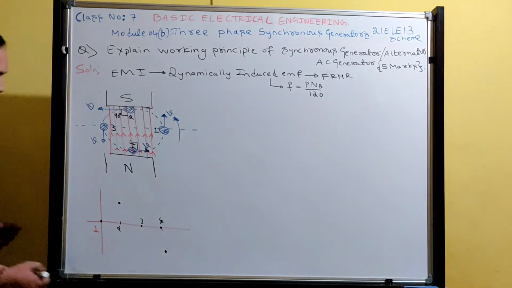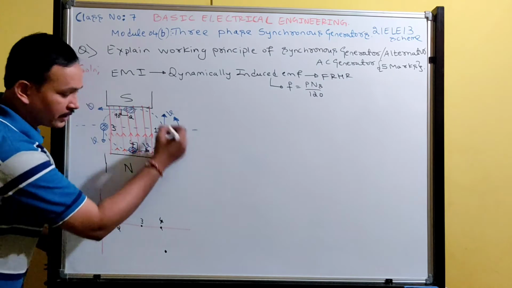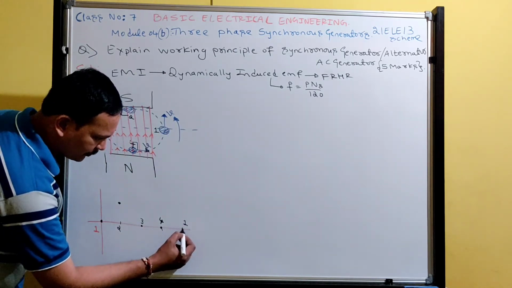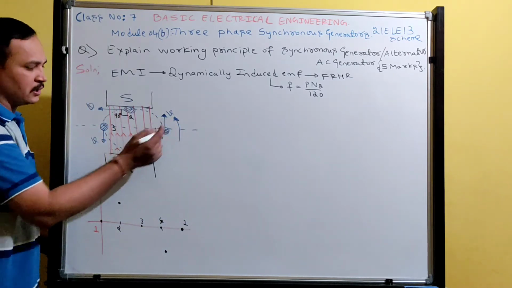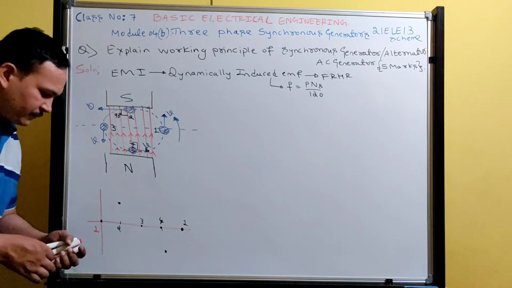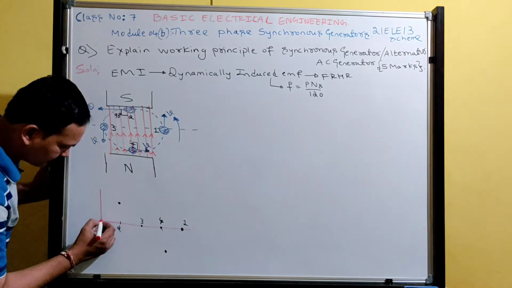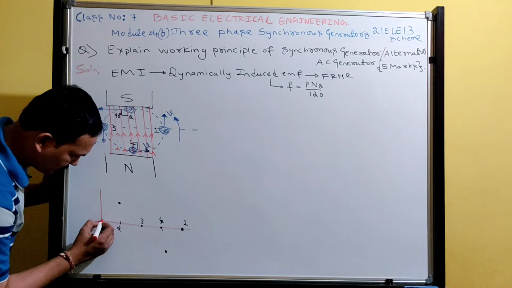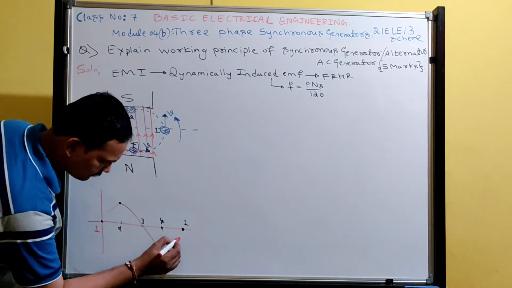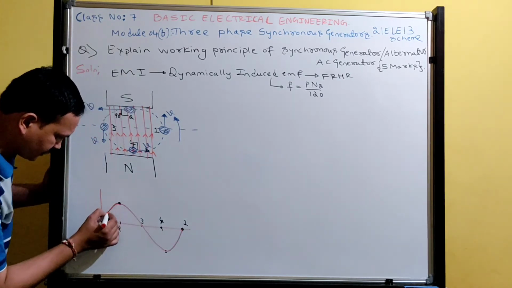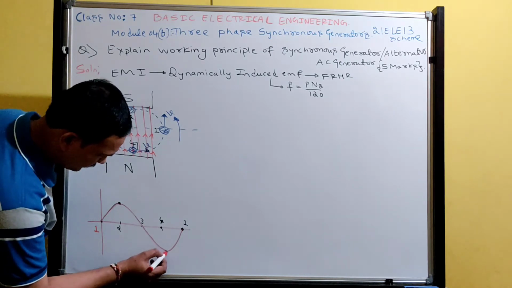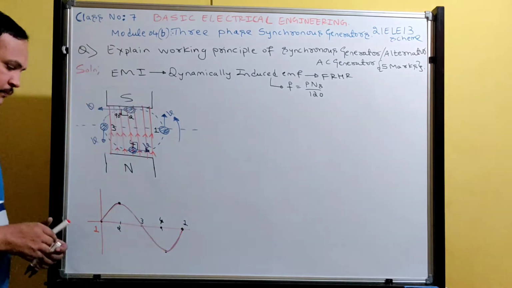Now again rotate a further 90 degrees. After 4, it again becomes position 1. At position 1, again the velocity of the conductor is parallel to the lines of flux, so the induced EMF will be minimum. Now you can join all this, and you will get the generated voltage. Is it visible, guys? Okay, yes, I think this waveform is visible to you.